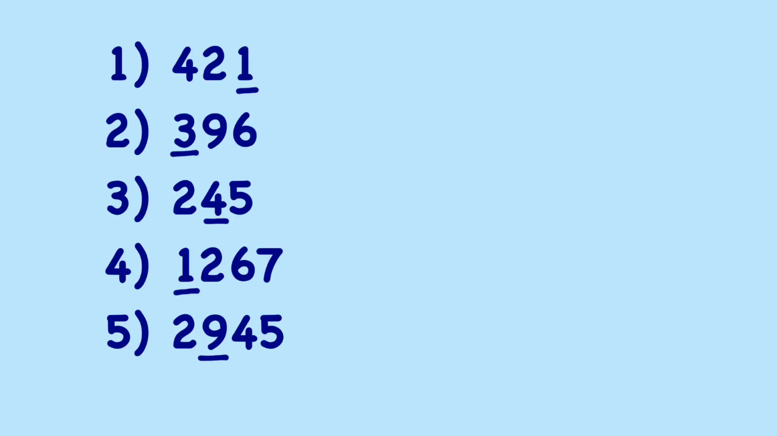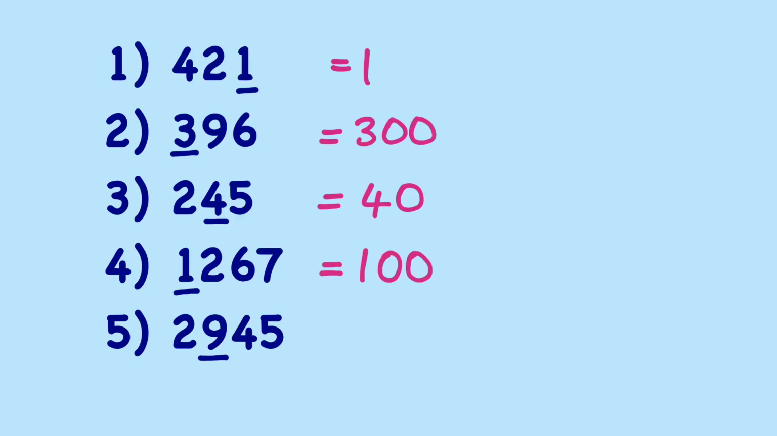Let's see how you did. Question 1, the underlined digit is worth 1. Question 2, the underlined digit is worth 300. Question 3, the underlined digit is worth 40. Question 4, the underlined digit is worth 1000. And question 5, the underlined digit is worth 900.